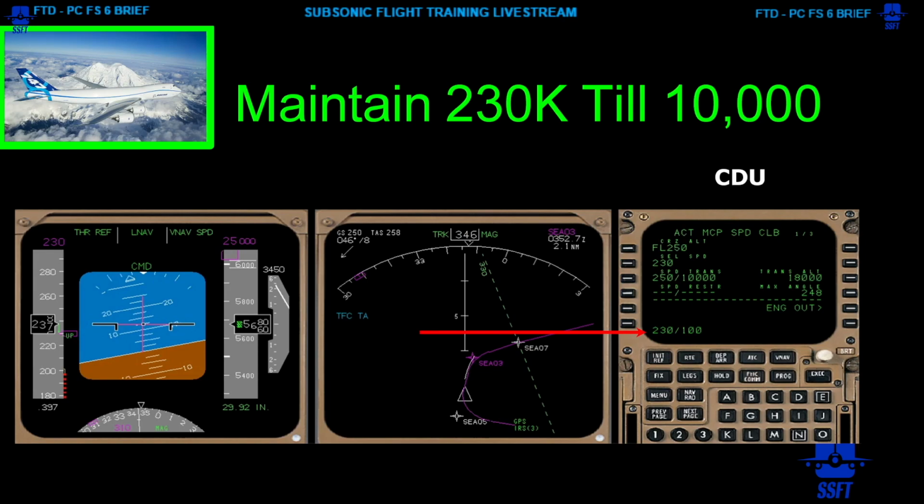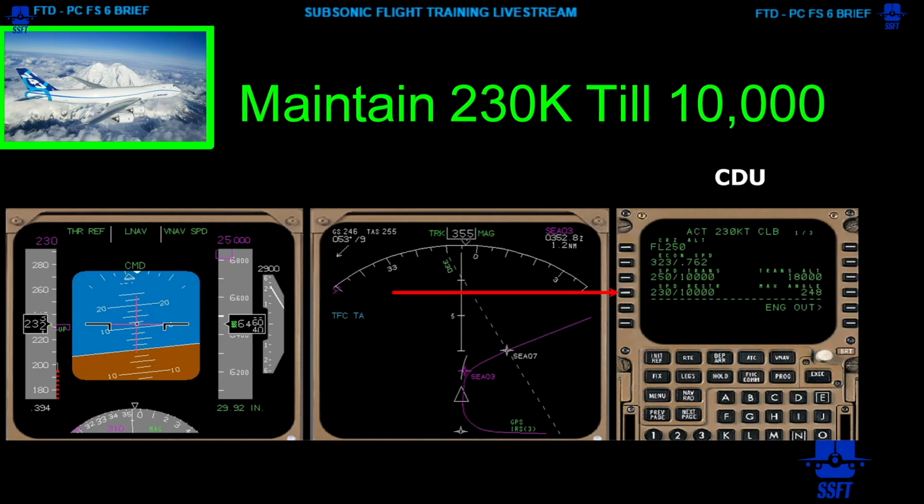So if we were told to maintain speed 280 till passing 15,000, let's modify that, then we would put in 280/150 and line select that into the speed restriction line. And when you do that, it would have 280/150,000, but the speed up to 10,000 will be 250. So that's going to be obeyed first, and we're at a weight that allows 250. Could be higher than this if the weight is higher, right?